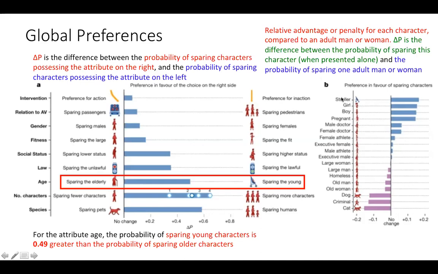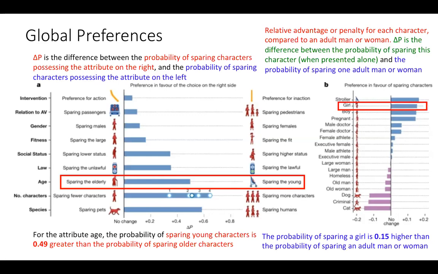So as you see, sparing strollers, girls, boys, young girls, boys, pregnant ladies, male doctors, female doctors, etc. These are actually having a positive delta P. So there is a higher chance, and in fact for the strollers, girls, boys, etc., there is a much higher chance that they will be spared compared to an adult man or woman. Again, this is on an aggregate level. However, on the other side, if you have a dog or a criminal or a homeless person or an old man, then the probability of sparing them compared to an adult man or an adult woman is lesser. It's negative, actually. Yeah, so that's what I was telling. Sparing a girl compared to an adult woman or an adult man is like 0.15 higher.